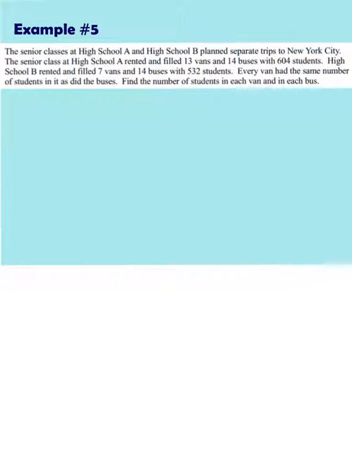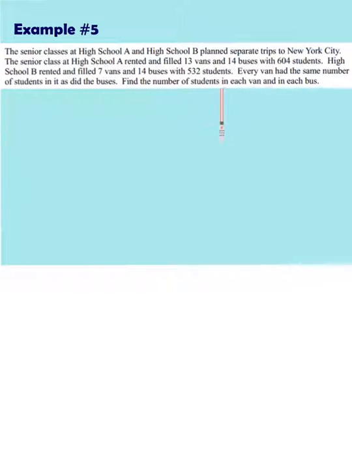New York City. The senior class at High School A rented and filled 13 vans and 14 buses with 604 students. High School B rented and filled 7 vans and 14 buses with 532 students. Every van had the same number of students in it as did the buses. What they mean by that is there might have been 12 kids in a van and 60 kids in a bus. So vans and buses don't carry the same amount of kids, but each van carries the same amount, each bus carries the same amount.